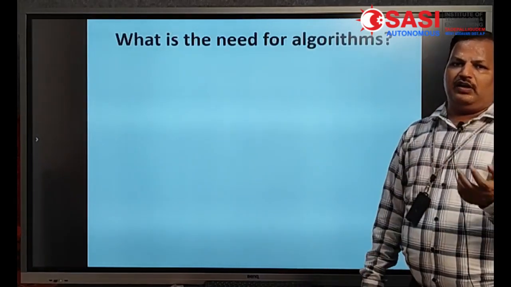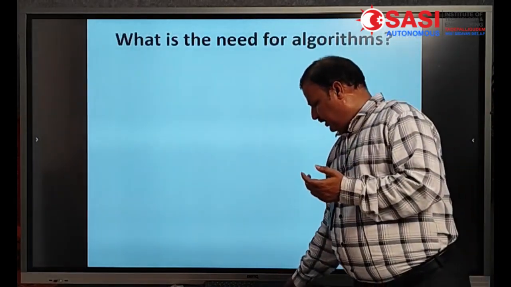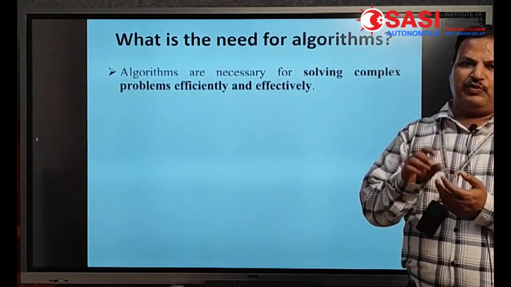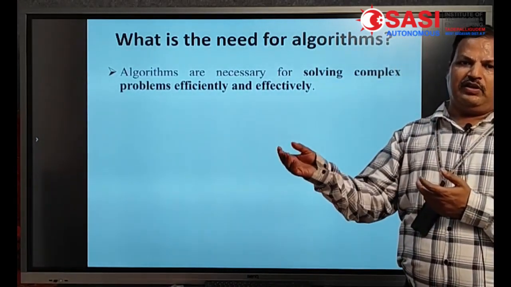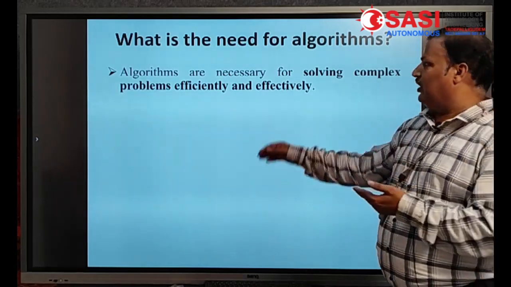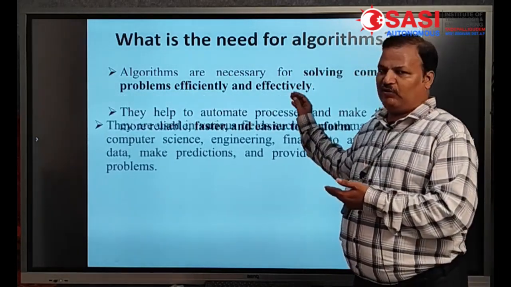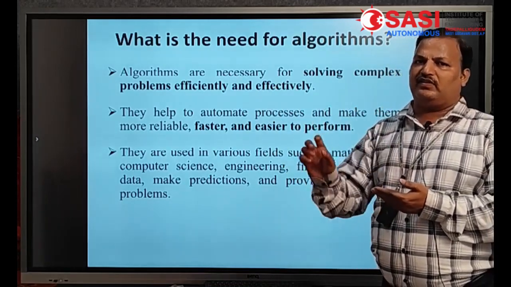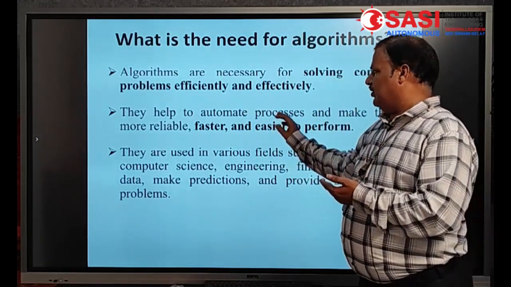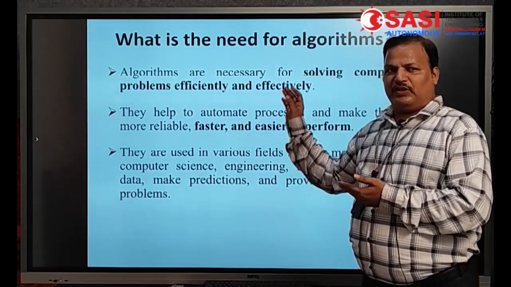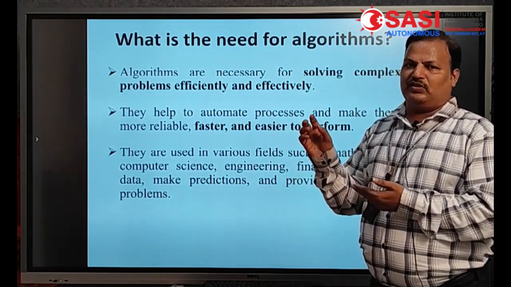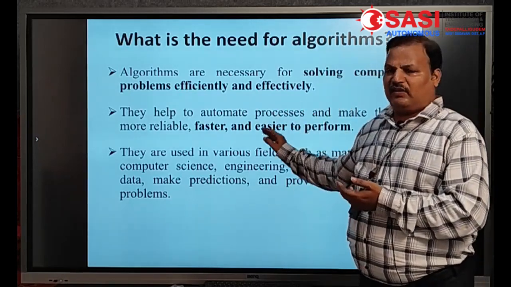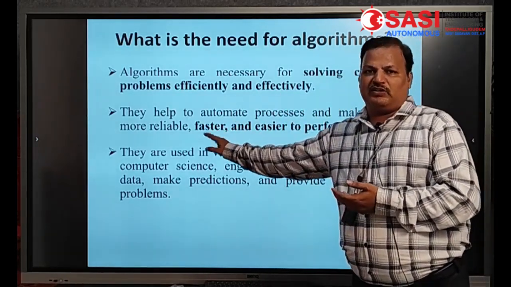So why do we need an algorithm? Why can't we go directly? If we follow step-by-step procedures and have a plan in hand before going to the actual problem solving, we are able to solve any problem effectively and efficiently. We can save time and also get the answers in a more accurate way. If you follow a step-by-step process without any confusion or ambiguity, we can solve it in an easier and faster manner.